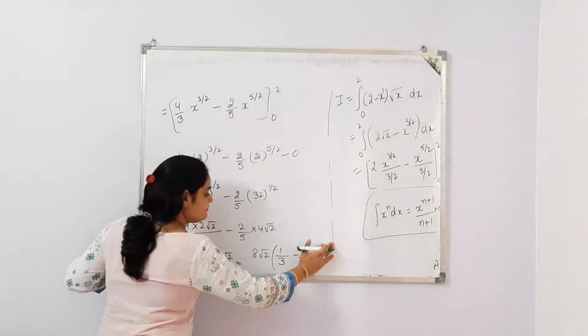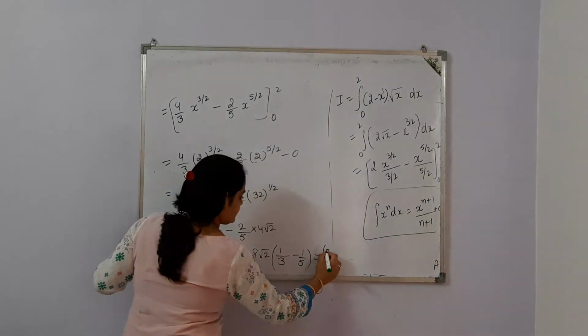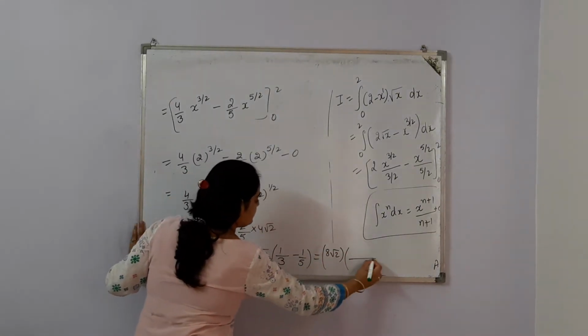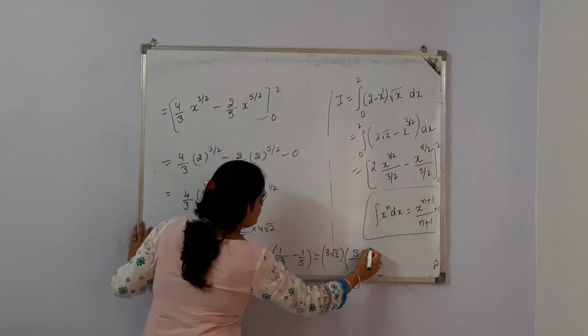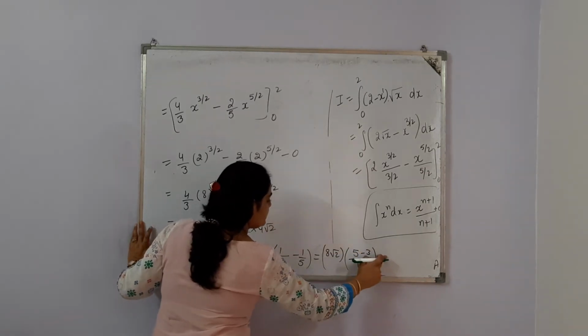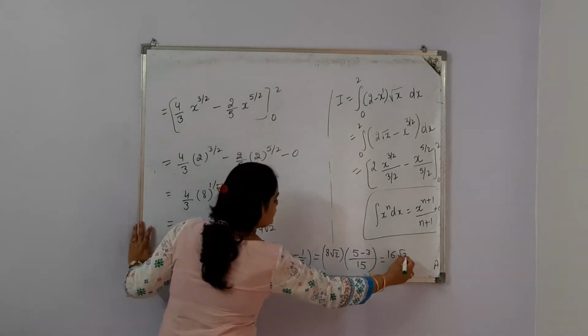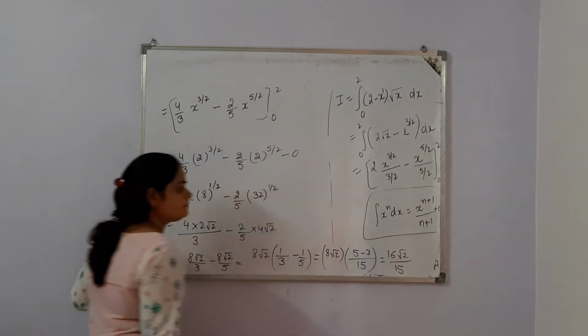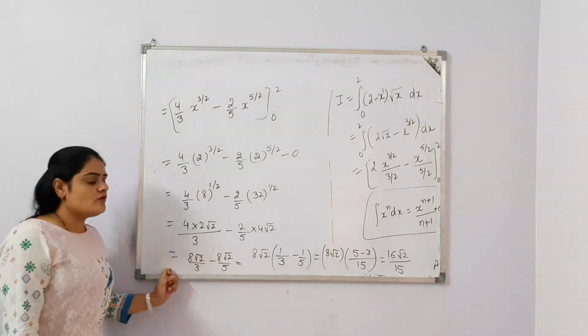After taking LCM, 8 root 2 into 5 minus 3, which is 2. So 8 2s are 16. 16 root 2 by 15. This is your answer. Hope the question is clear.